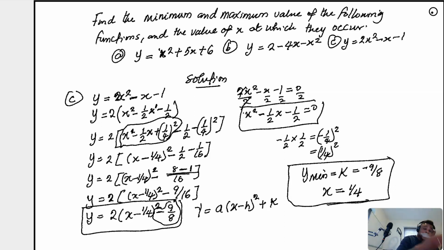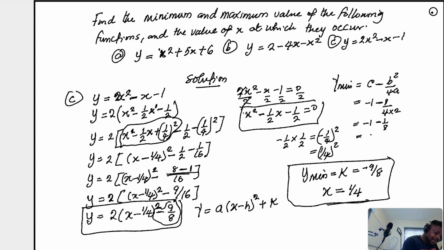Nice. Remember, you can still use your fast method: y minimum is equal to c minus b squared over 4a. Our c is minus 1, our b is minus 1. Minus 1 squared is 1, over 4a, that is 2, so this is minus 1 over 8. Minus 1 over 8, that is minus 9 over 8. So you can see we have the same answer.